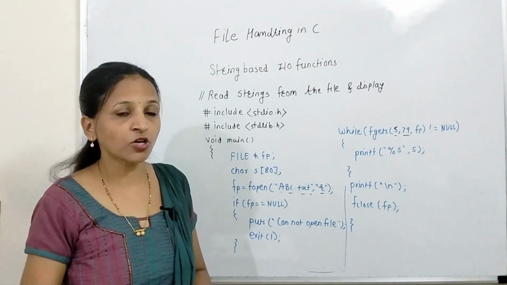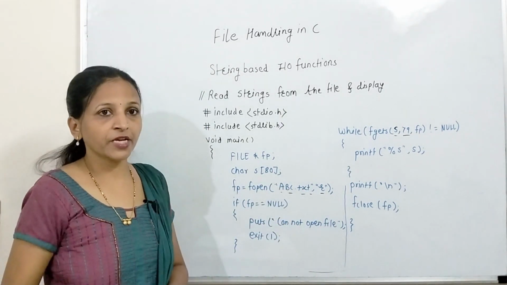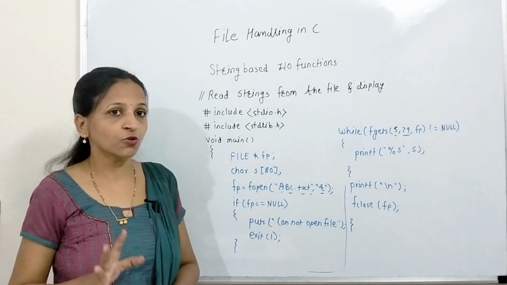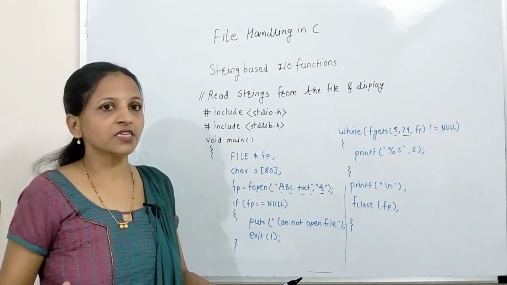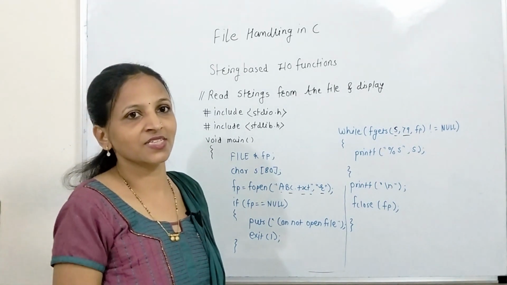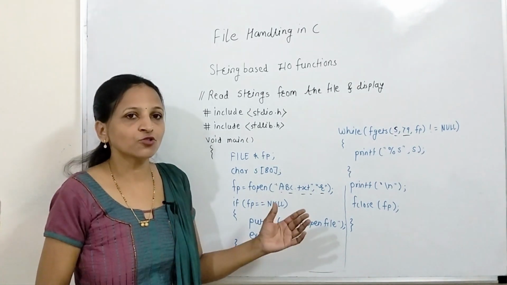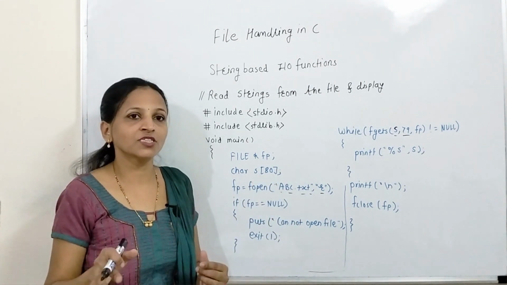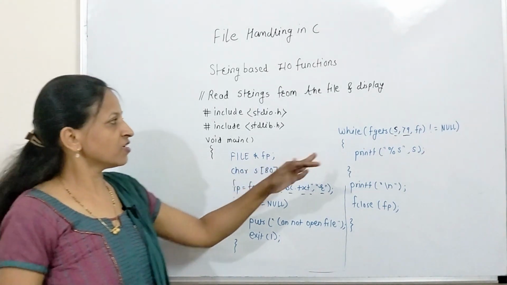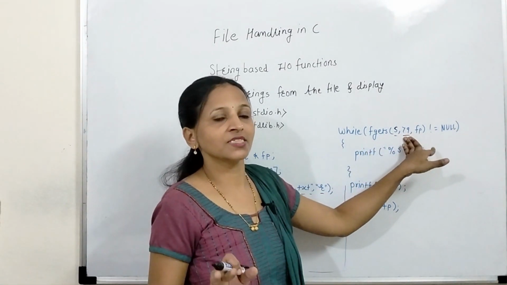Why 79? Because one space should be left for that \0 character, because we know that whenever any character array ends with the \0 character, only then will it be considered as a string. And whenever we are storing any string inside this s, of course there should be one space left for that \0 character. That's why here we have given the maximum length, that is 79.